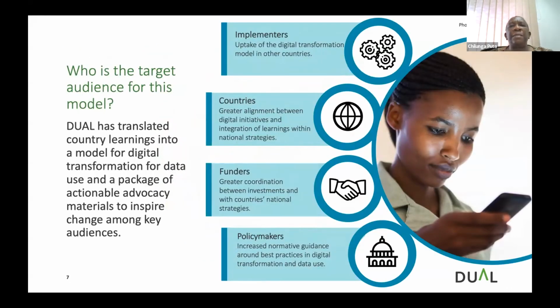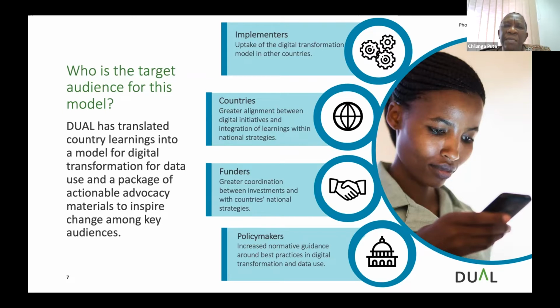Okay, so we've done all this. Who really do we have as the target audience for this model? Who do we think can use this model and do something with it? Who should we develop packages for so that this model becomes actionable and actually inspires change? Well, we're looking at the implementers, of course, because they have to take up this model, they have to implement it, they have to sell it in a way, even beyond the first initial countries.